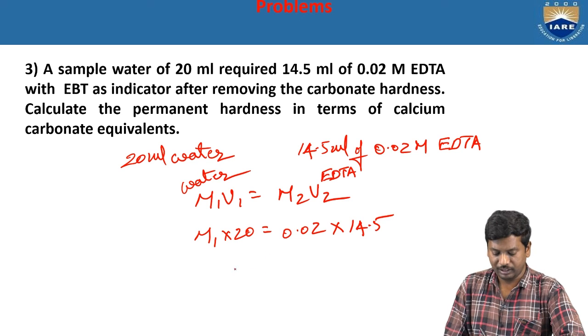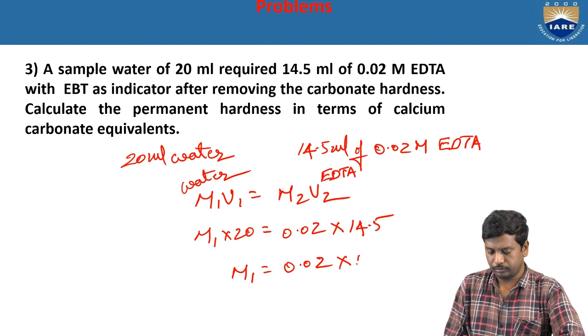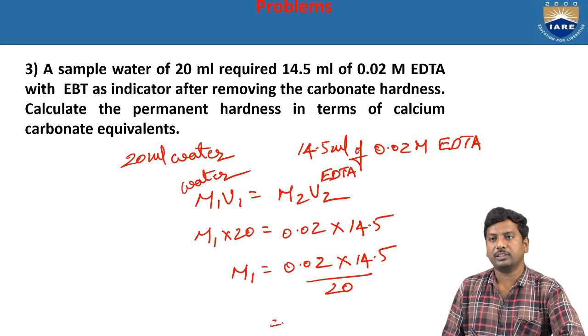So that means M1 is equal to 0.02 into 14.5 divided by 20. So we got the value 0.0145 molar.